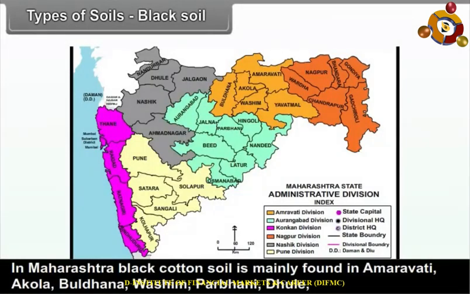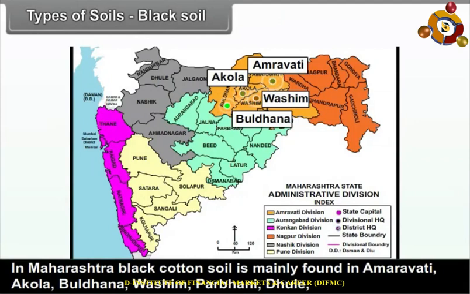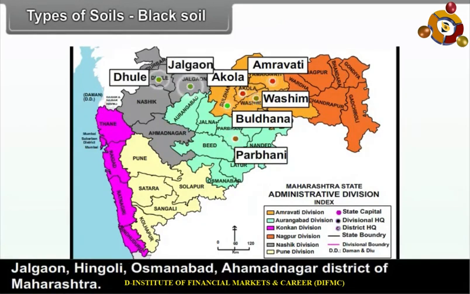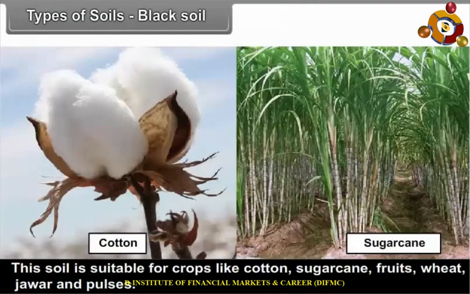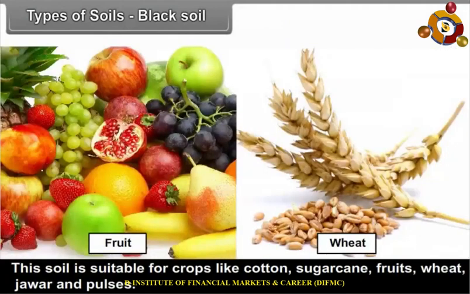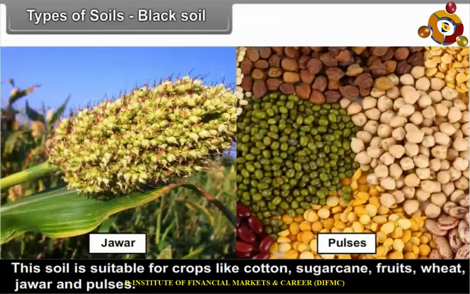In Maharashtra, black cotton soil is mainly found in Amravati, Akola, Buldhana, Washim, Parbhani, Dhule, Jalgaon, Hingoli, Osmanabad, Ahmednagar districts of Maharashtra. This soil is suitable for crops like cotton, sugarcane, fruits, wheat, jowar, and pulses.